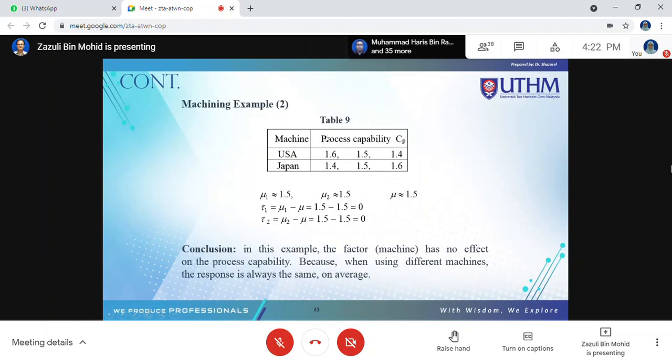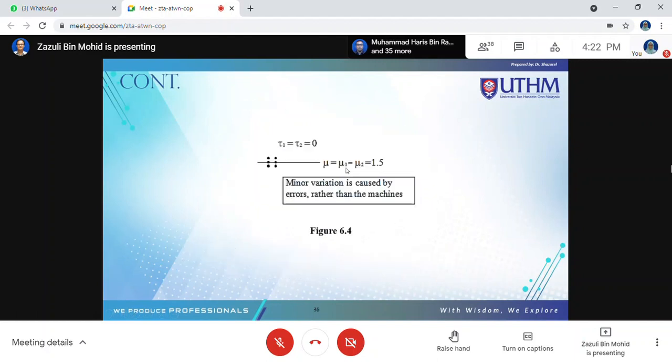When we plot the graph, maybe we'll have something like this. Mu is 1.5, and then we have a little bit larger, a little bit smaller, a very symmetrical data. And when we calculate, tau is equal to 0. That means the machine has no influence. So minor variation is caused by errors rather than the machines.